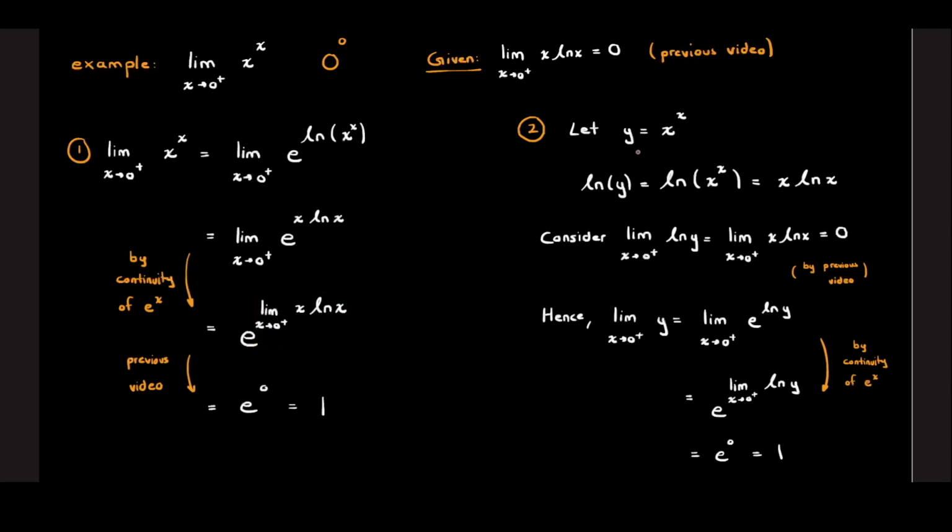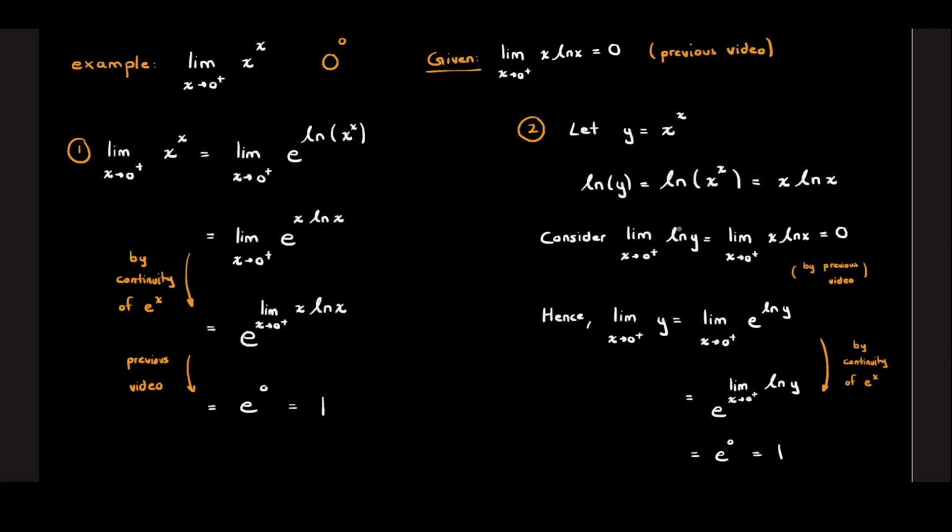And now let's take a look at how you would write this solution using the second method. So the first thing you would do is call x to the x y. So y is equal to x to the x, which is the function in question. Then take the natural logarithm on both sides of this equation, just like so. Then apply the property of the logarithm to bring this exponent down to get this.